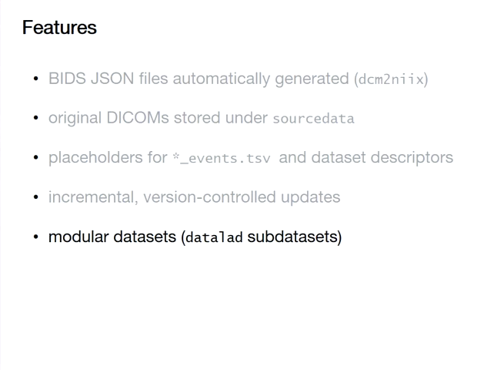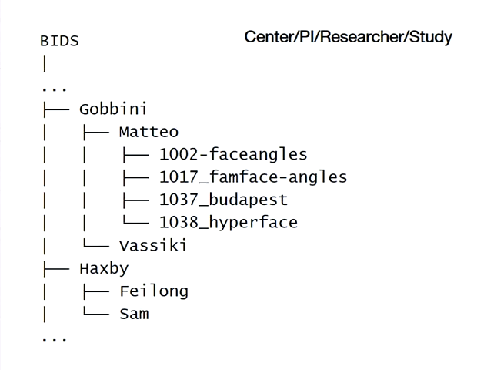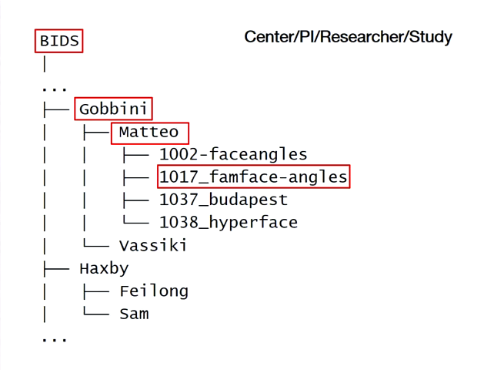Another feature is that all these datasets are modular, and in DataLad terms, they're all DataLad subdatasets. What I mean by that is that whenever the data are transferred or converted into our server, we have this kind of hierarchy of center, PI, researcher, and study. In this case, for example, you can see these are different folders, and Gobbini is my advisor, Matteo is me, and FunFaceAngles is a study, one of the studies that I run. And all of these are individual repositories. In this way, you can basically take as much data or as little data as you want while keeping everything version controlled.